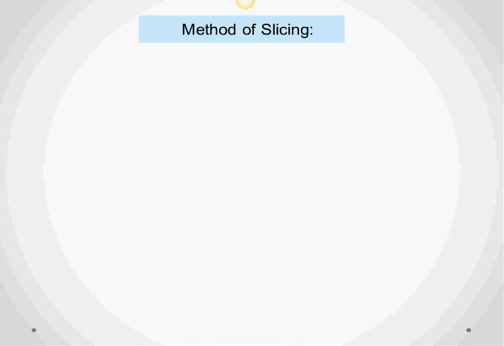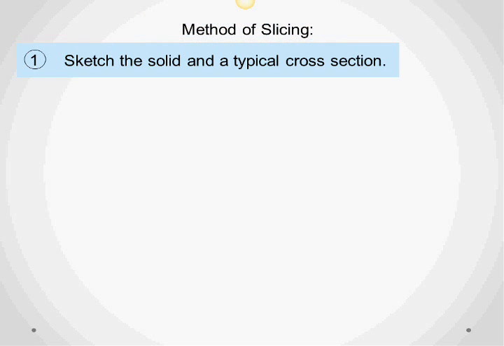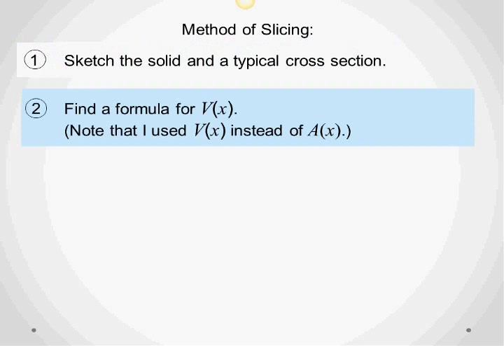So here is our method for finding the volume if I know the shapes of the cross sections, or as I like to refer to them, the slices of bread. Number one, you want to make sure you sketch the solid and a typical cross section and understand what kind of shape this thing is actually made up of. The second thing you want to do is find a formula for your volume by finding a formula for your area.